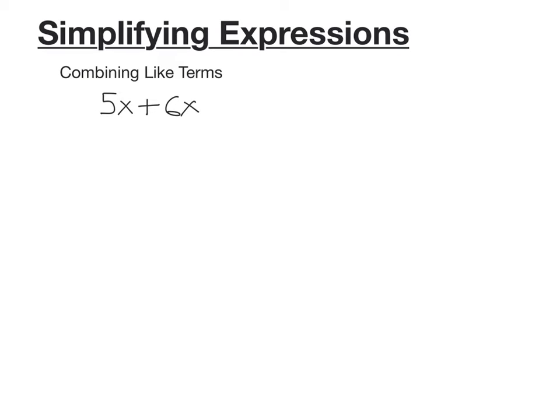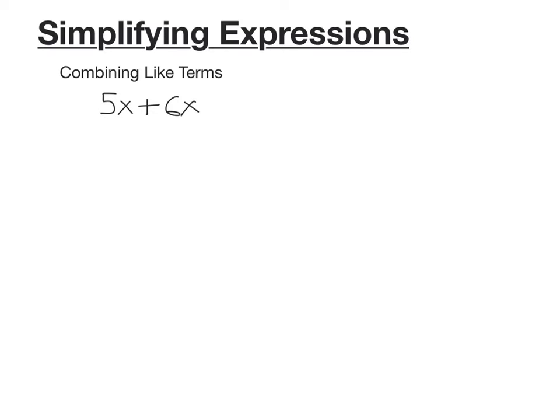Hey everybody. In class today we used the distributive property to simplify algebraic expressions, and we also talked about different parts of an expression, like coefficients, terms, and like terms. Tonight we're going to talk about a way to further simplify expressions and simplify some more complicated expressions by using what's called combining like terms.